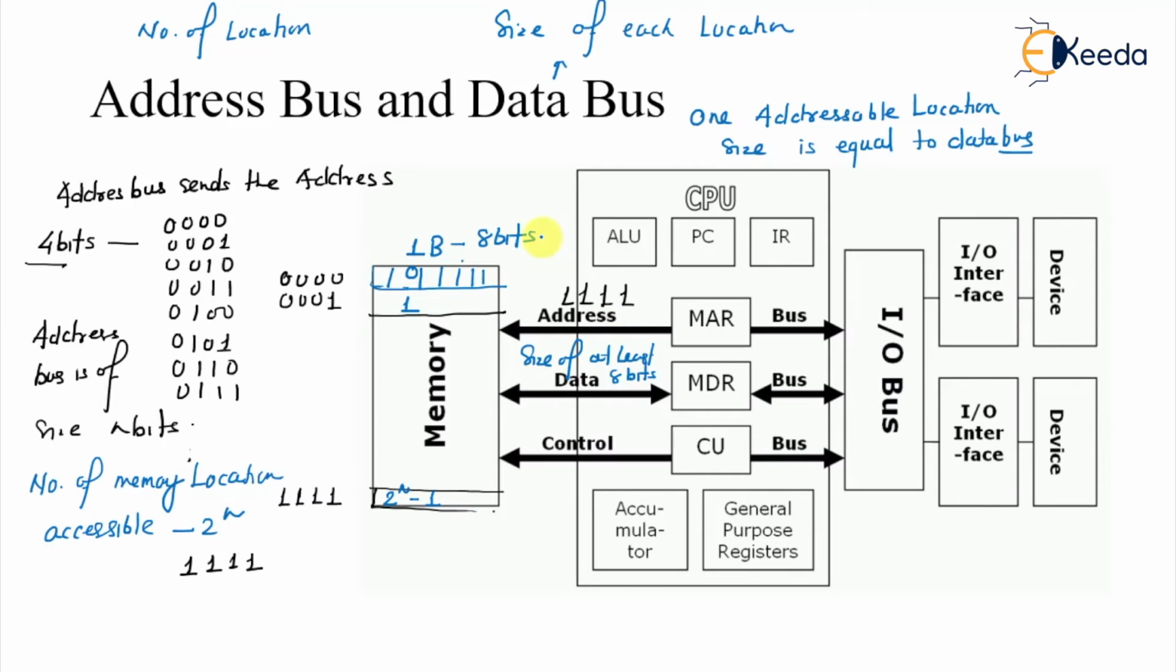For the first entity, the address bus is about how many locations there are, that is 2 to the power n locations. And the data bus is about the size of each location, how much space it has. So memory is a 2-dimensional entity, where the first dimension is the row part, which is given by the address bus, and the second dimension is the column part, which is the size of each location. Together they define the memory.